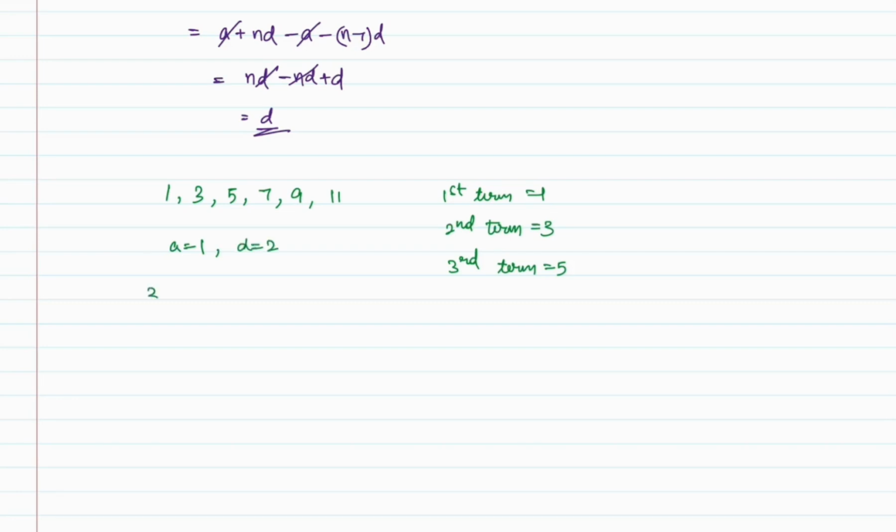And what will be the third term? Now check whether the third term using the formula is the same as 5. The third term will be equal to a plus n minus 1 into d, where n is 3. So this will be equal to 1 plus 3 minus 1 into d, which is 2. So that is 1 plus 3 minus 1, which is 2, into 2, which is equal to 1 plus 4, that is 5. Here you can see that the third term is exactly the 5 which we have written. Similarly, you can check for the fourth term, fifth term, and sixth term also.